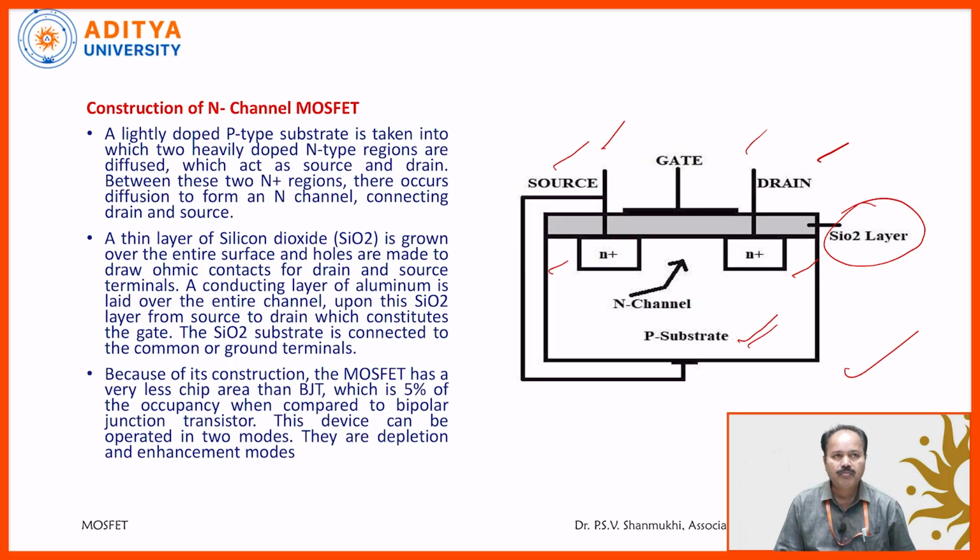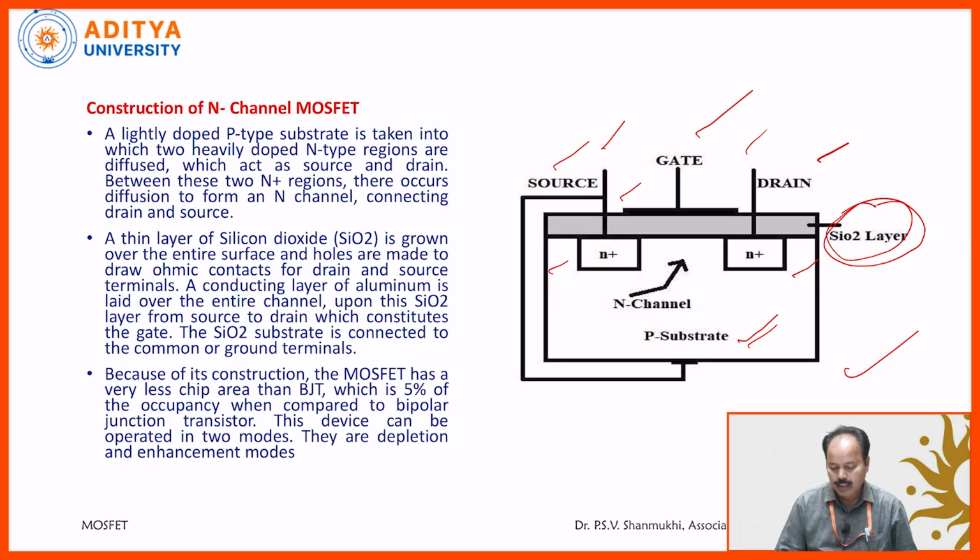Afterwards, a conducting layer of aluminum is laid over the entire channel upon this silicon dioxide layer. You observe on the silicon dioxide layer, one aluminum layer is provided. It is provided to form the gate. This is acting like the gate.